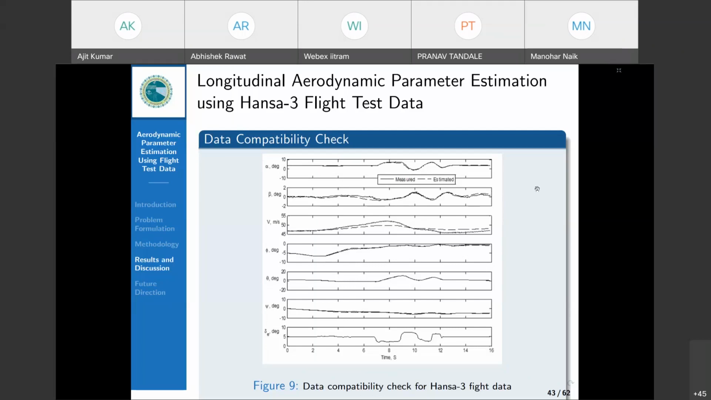After getting the data from the flight test, we also need to validate the data, and this process is known as kinematic consistency check or flight path reconstruction. Sometimes we also call it data compatibility check. Data compatibility check must be performed when we work with flight test data, just to assure the data, because data-driven modeling is all about your data. If your data are accurate, then there are chances that you will get an accurate model. So we ensure that whichever flight test data is gathered, it is compatible for further processing. This is an exercise of data compatibility check for Hansa 3 flight data.